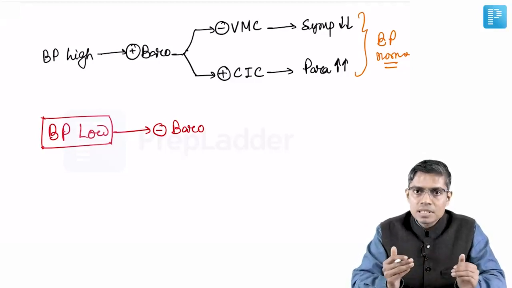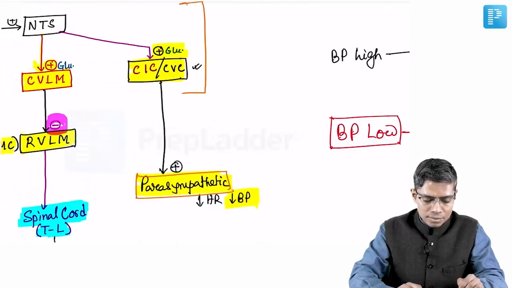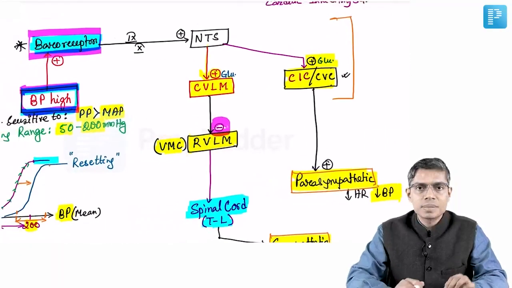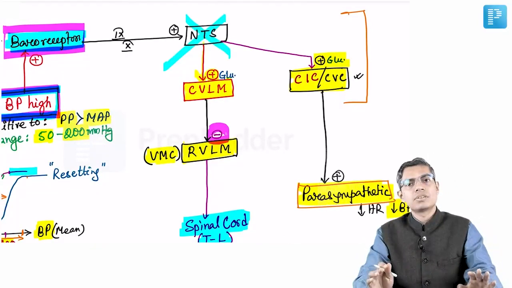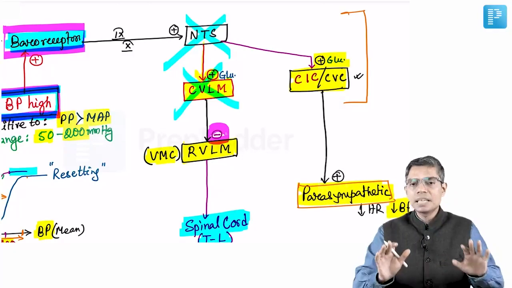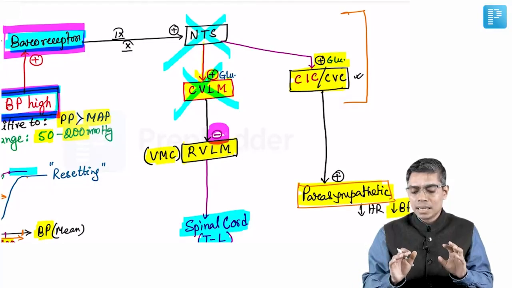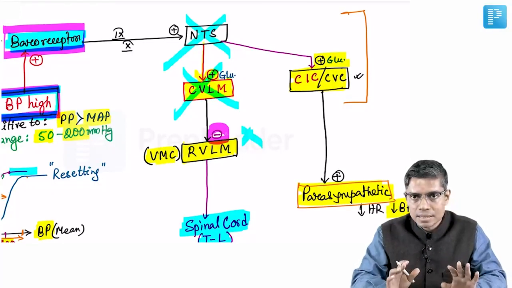So if the baroreceptor is inhibited, then again you look at this flowchart. Okay, if the baroreceptor is inhibited, then NTS is not going to be activated. If NTS is not going to be activated, CVLM is not going to be activated. If CVLM is not activated, then RVLM will not be inhibited, right?